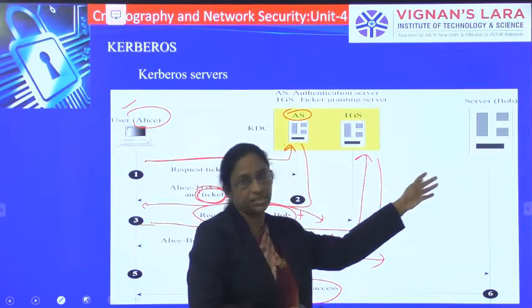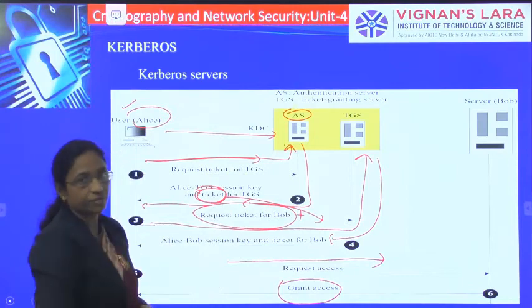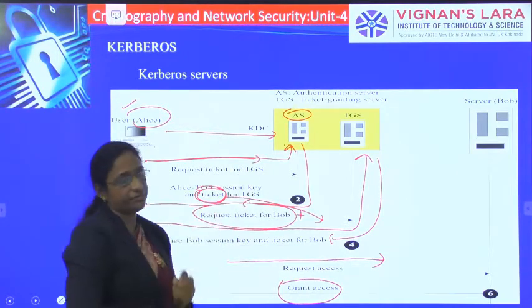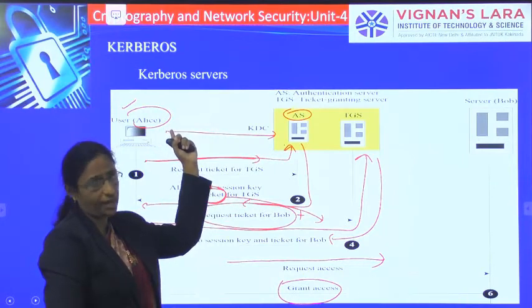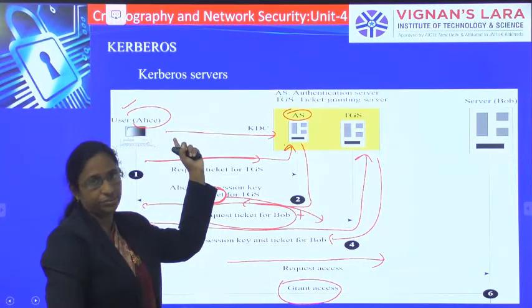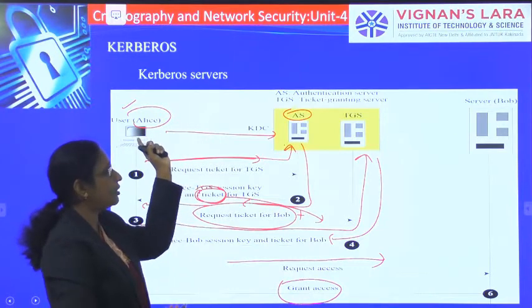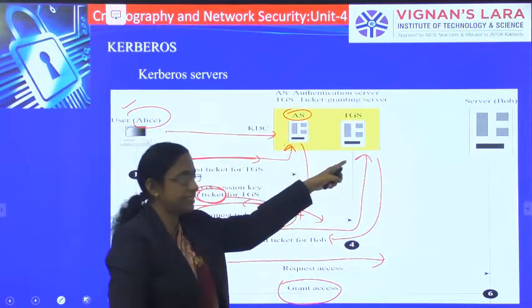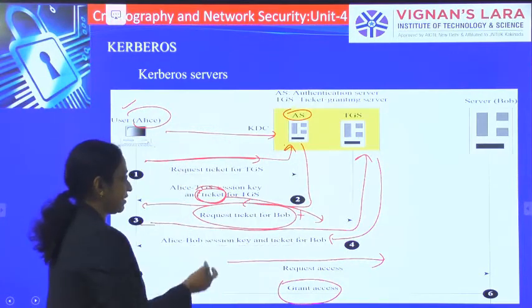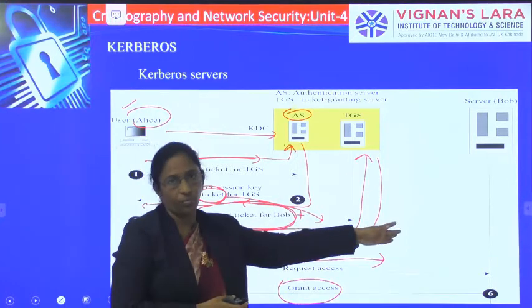For Alice to access this server, first she has to send a request to the authentication server. The authentication server validates this user, and after validating, it sends a ticket to the user. Then the user sends the TGT, the ticket, along with a request for a ticket for accessing Bob.